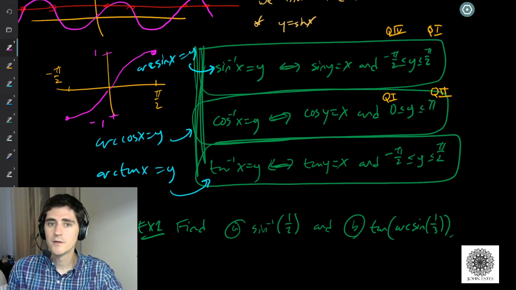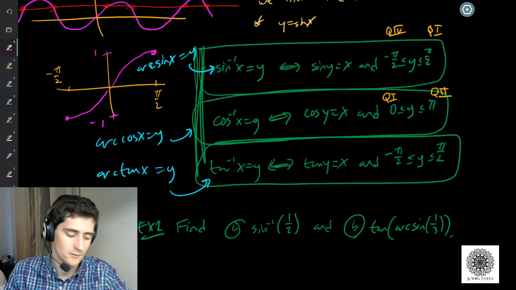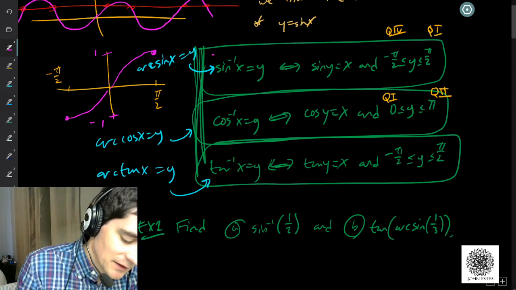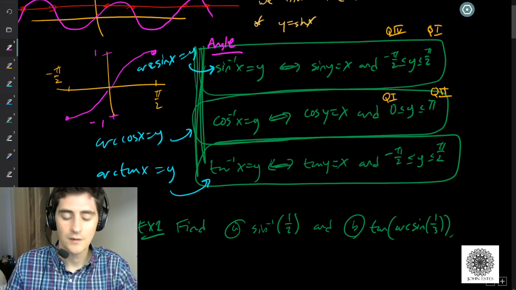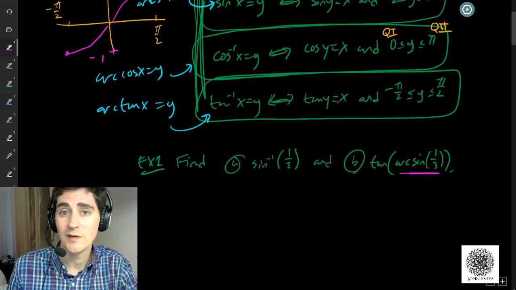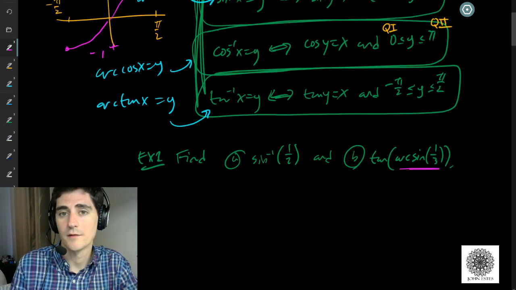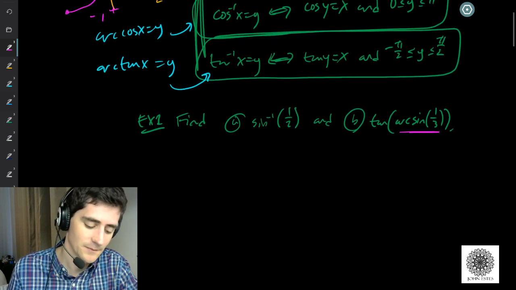Now, by the nature of inverse functions, what happens with sine inverse then? Your input is a fraction, your output is an angle. So when I see sine inverse, you've got to remember that that is an angle. So it totally makes sense in B part to plug in arc sine of 1/3 because you're plugging in an angle, and out of that should come a fraction.